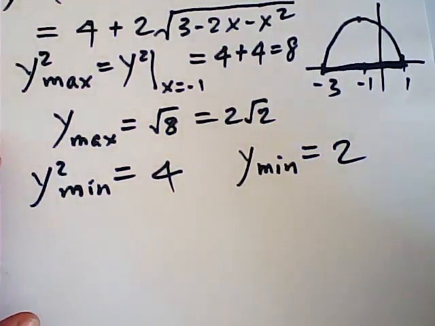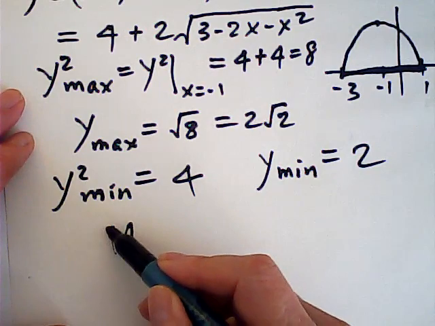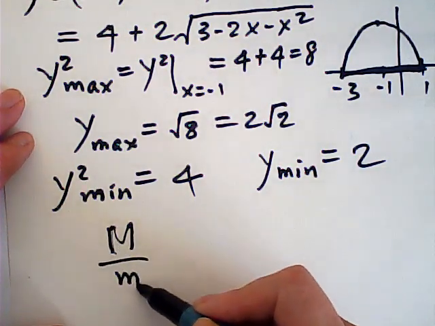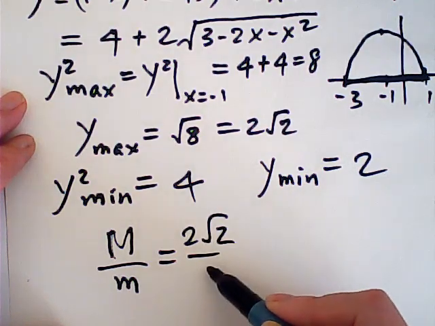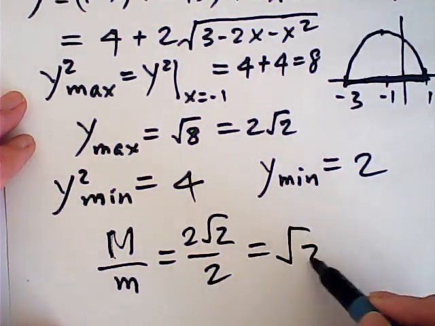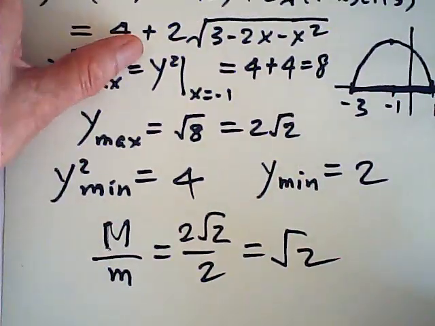Y cannot be negative, right? Therefore, M over m is equal to 2 root 2 over 2, which equals root 2. See, that's method one.